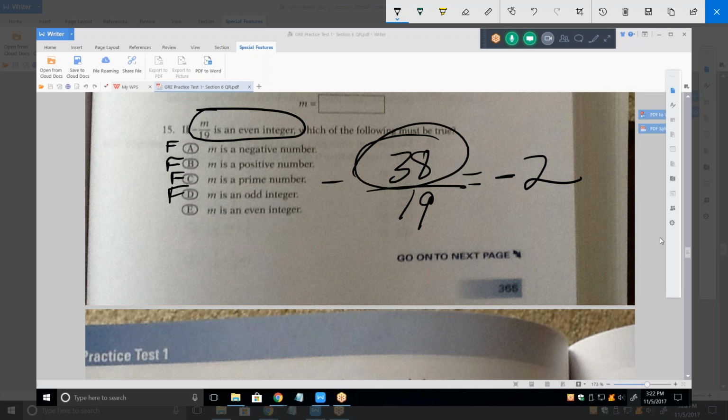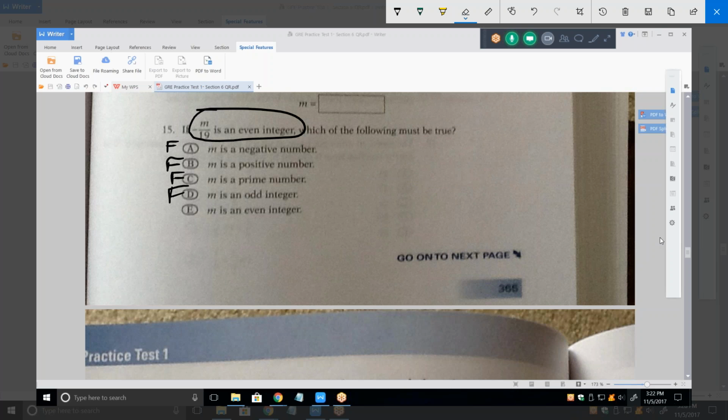Okay. Now, practically speaking, you're done at this point. You answer E and you go on to the next. And that's exactly what I would recommend if you're taking the test. But for the sake of understanding this problem a little bit more, let's just examine the last one and why that is true. M has to be an even integer.